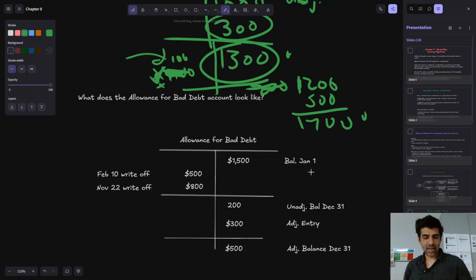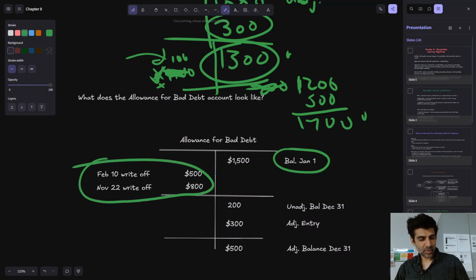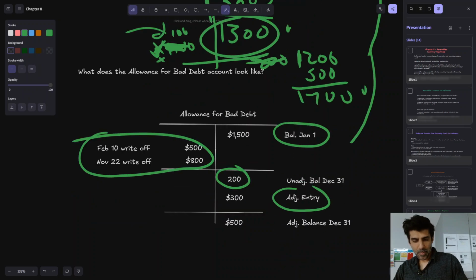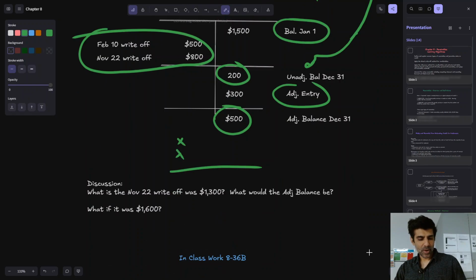But for now, let's just see again, to clarify. We have this as our starting balance. We have these two write-offs here at random times in the year. Our unadjusted balance at the end of the year is this. We then have the adjusting entry, adding some balance to our piggy bank. And this is our adjusted balance at the end of the year. Then, of course, we'll have some more write-offs, some new balance, and we'll do another adjusting entry, and it'll just keep rolling. Makes sense? Any questions on this method?